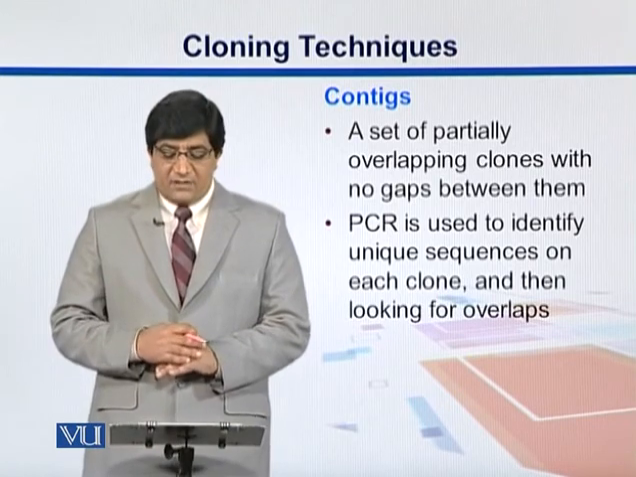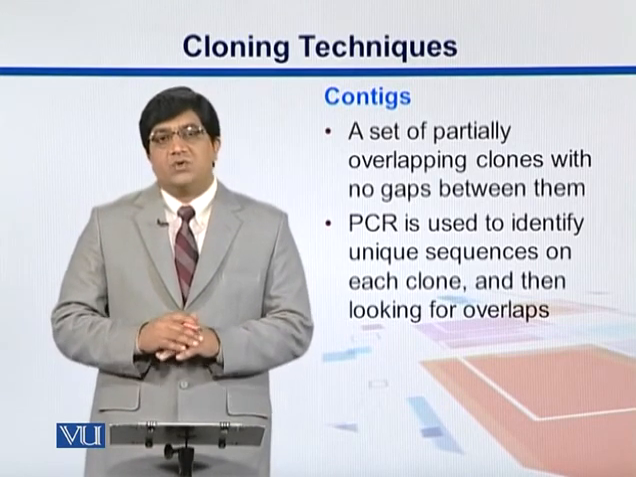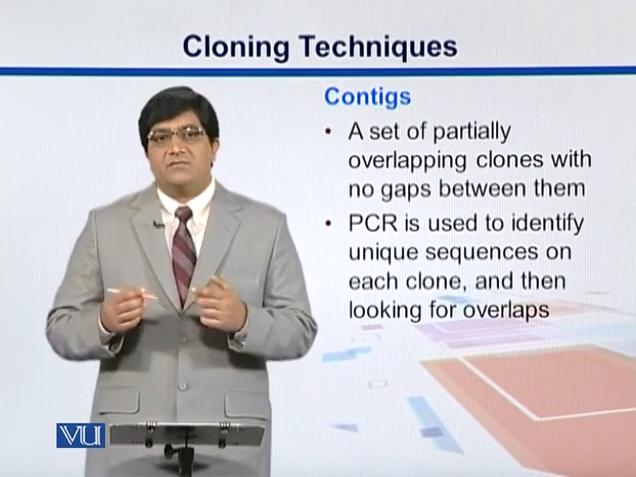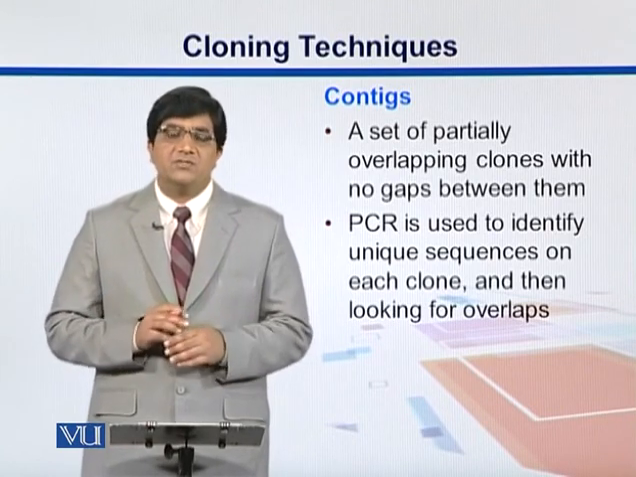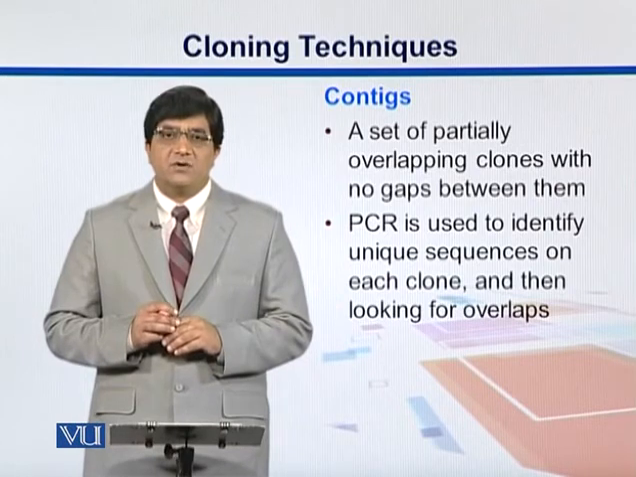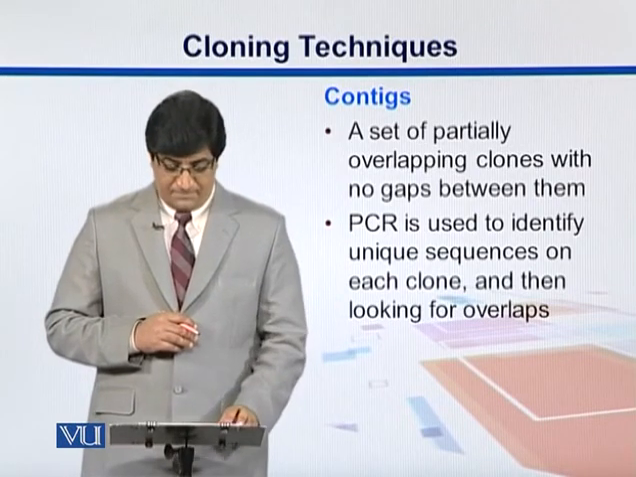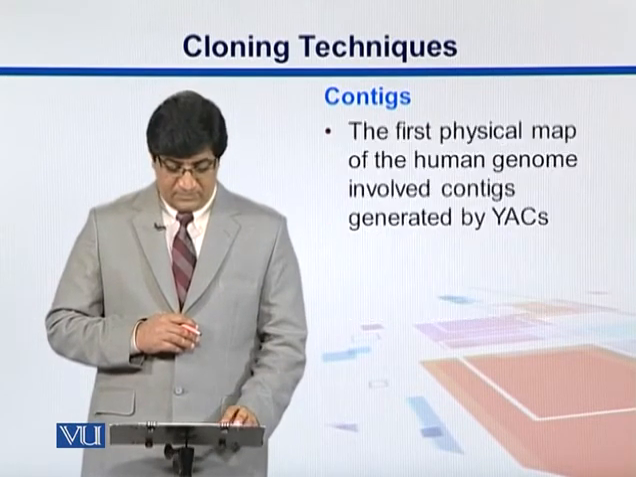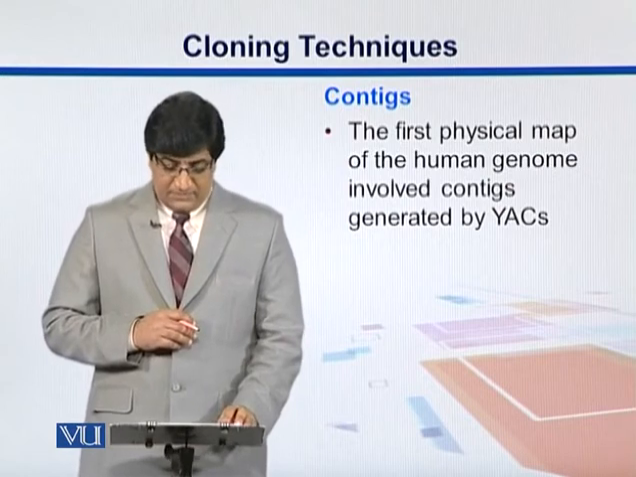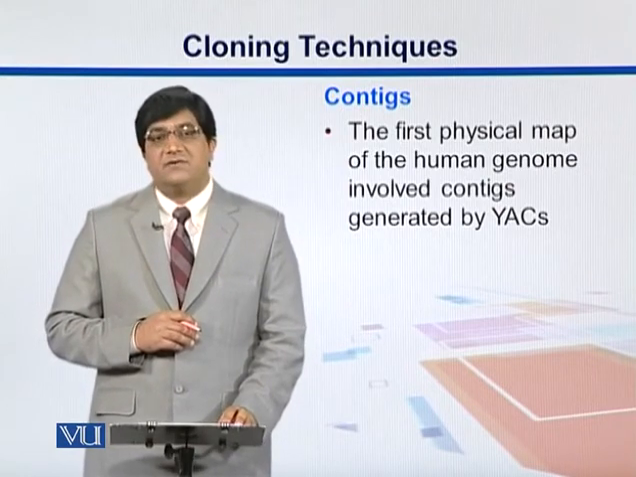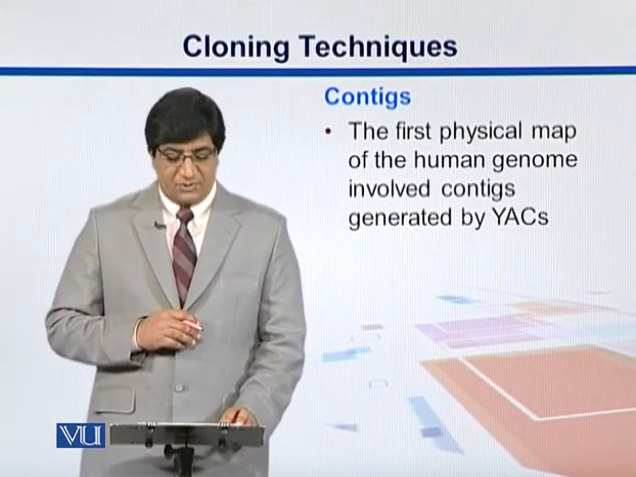If we have a set of clones that are overlapping on one another, we can have a set of partially overlapping clones. We can call them contigs. The first physical map of the human genome involved contigs which were generated by YACs. We'll talk about the Human Genome Project, so we will see these things again there.